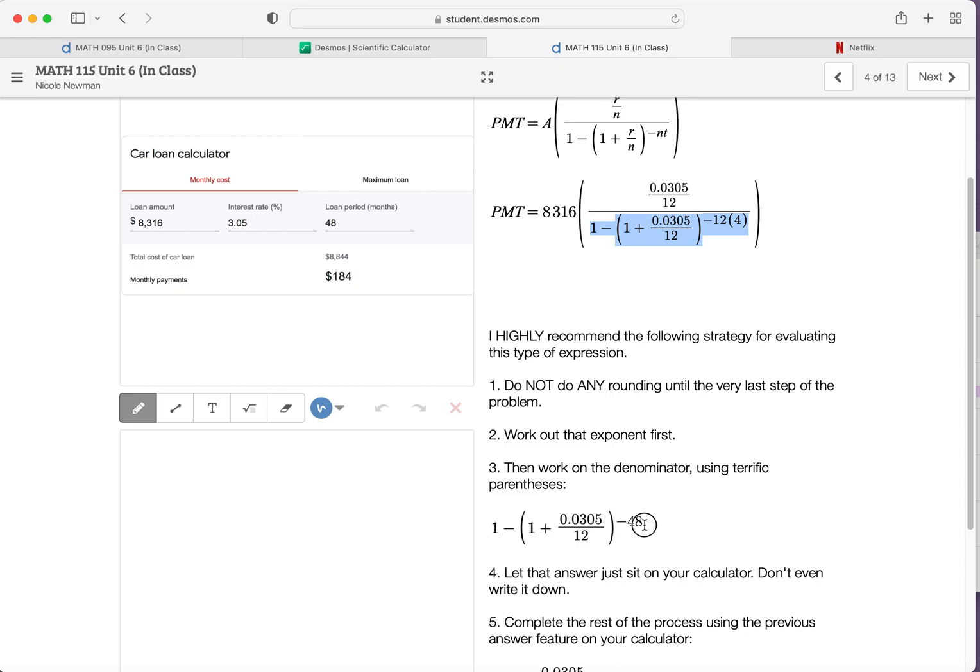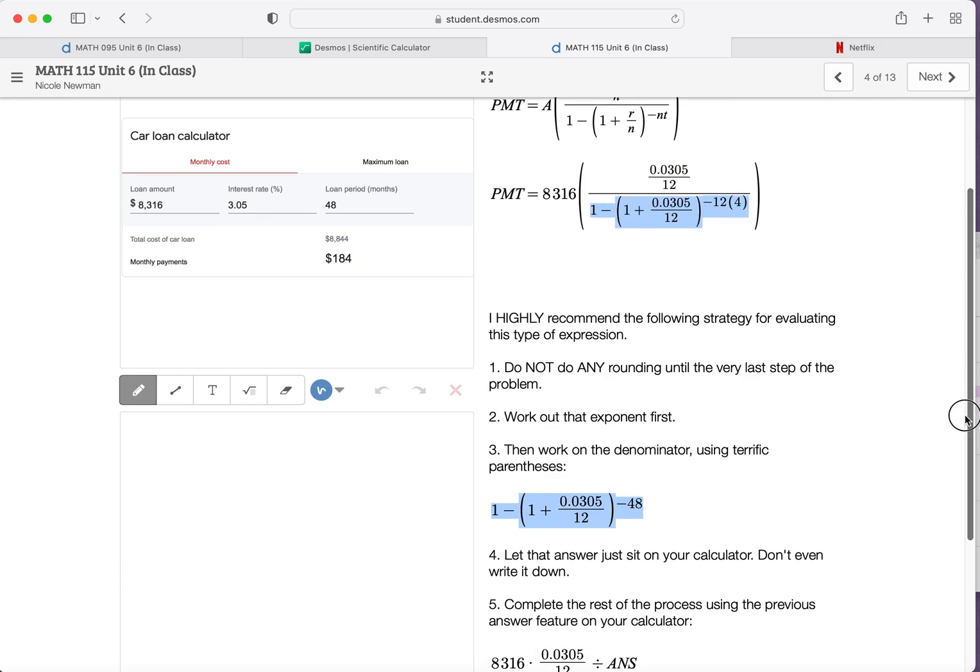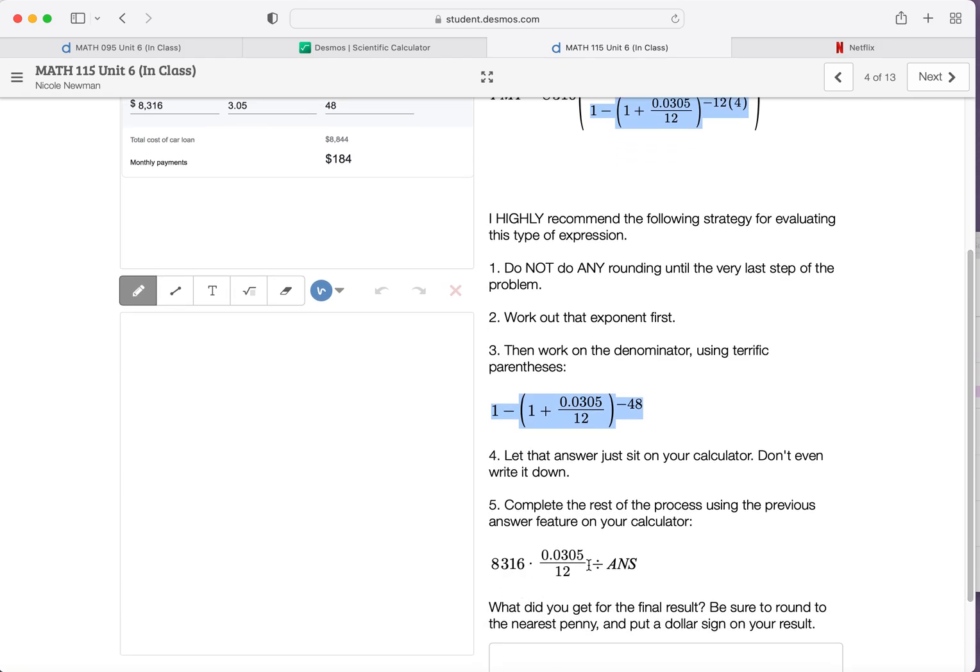And that's what's going on here in number 3. Work out just this part and let it sit on your calculator. Don't even write it down. Once you have that, you can do 8316 times the numerator and then divide by your previous answer. So 8316 times the numerator and then divide by the previous answer, that whole line right there. We'd like to get a final result for that. We'd like to round it to the nearest penny and put a dollar sign on the result.